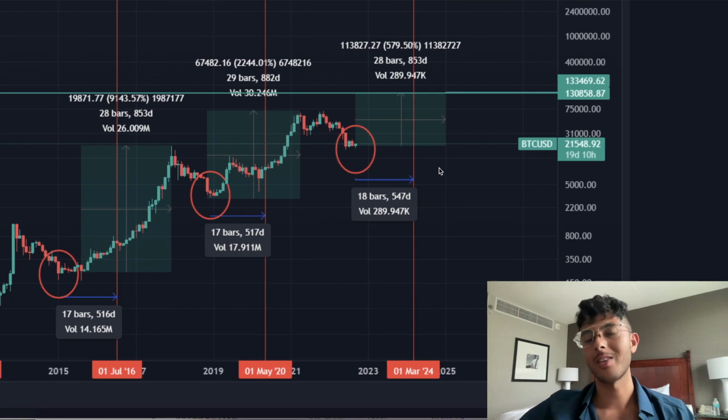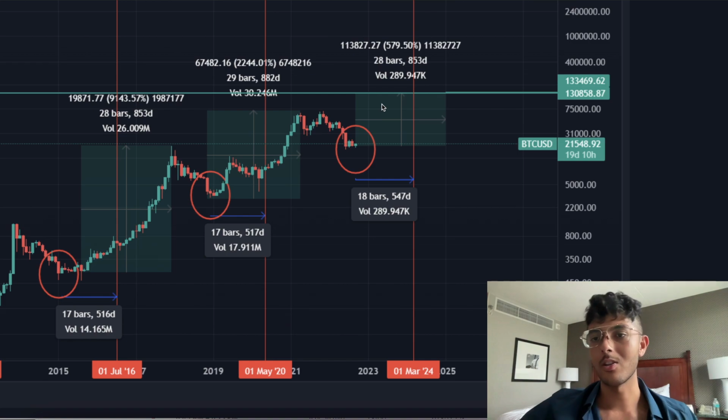Now, do I think the market is going to stick to this? Look, a million things are going to change between now and getting to 130k, if we ever get there, because nothing is guaranteed. A lot of things are going to change. The market is going to be in a different place.